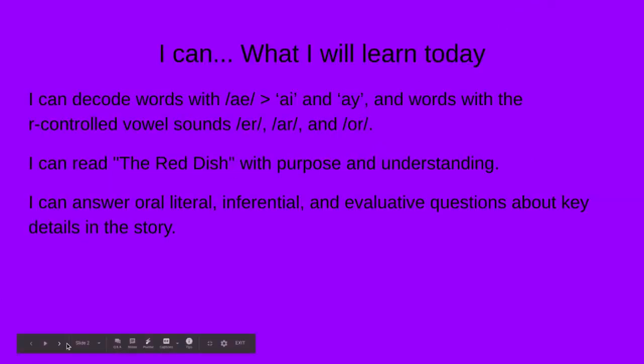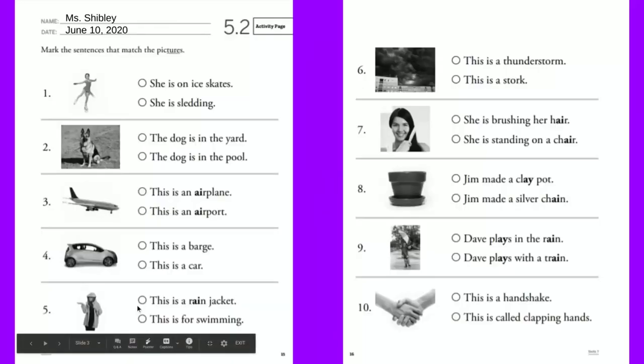So what I will learn today: I can decode words with the A sound written as AI and AY, and words with the R-controlled vowel sounds such as AR and OR. I can read The Red Dish with purpose and understanding. I can answer oral, literal, inferential, and evaluative questions about key details in the story.